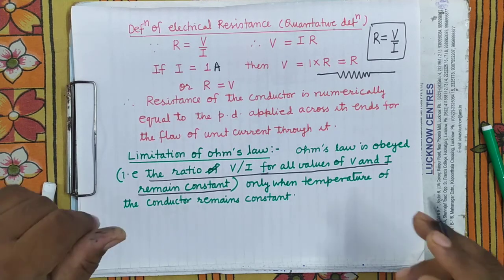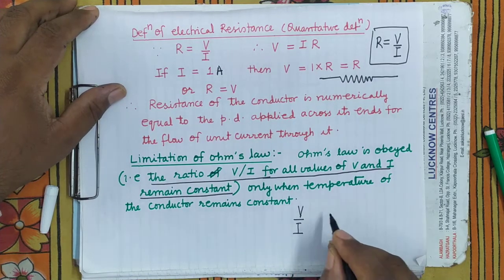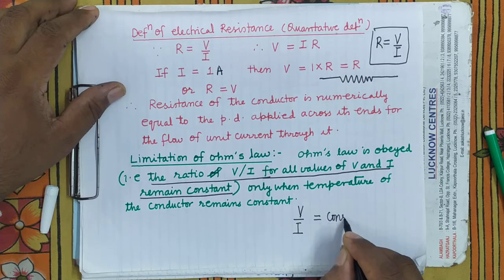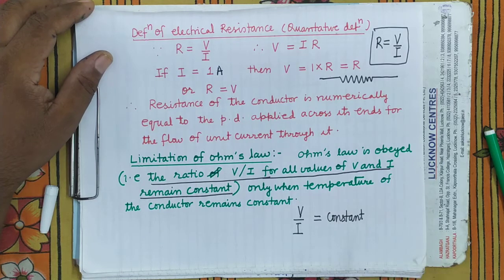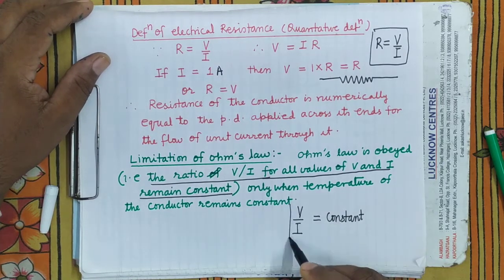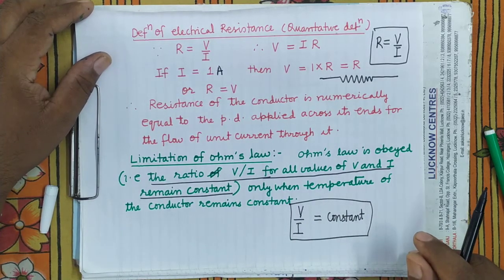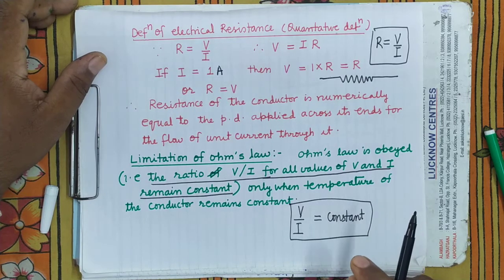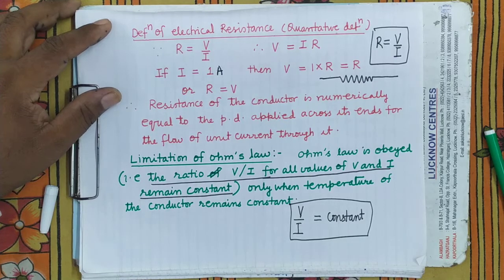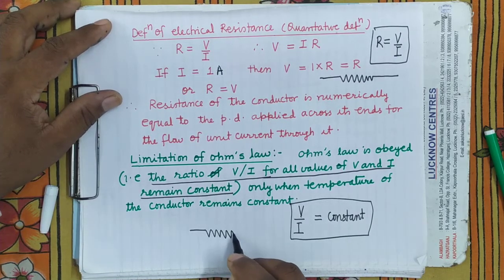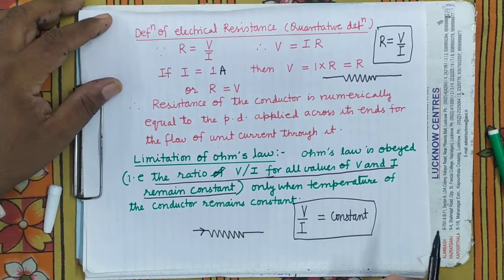This means the ratio of V upon I is not constant for different values of V and I. You can see in the experiment that for every conductor it is not necessary that V upon I is constant for different sets of V and I. It will have some different value, though I will increase on increasing V. Through the conductor, the value of current will increase on increasing potential difference applied across its ends.